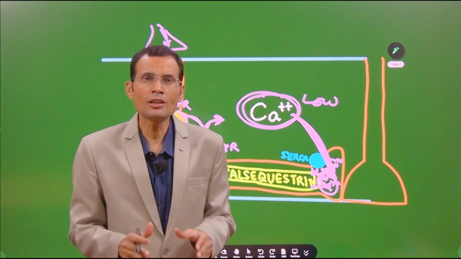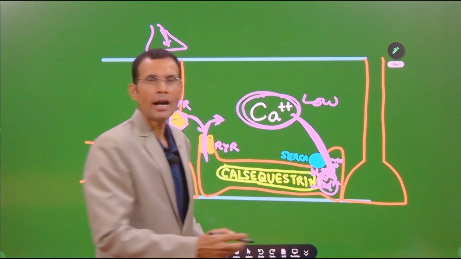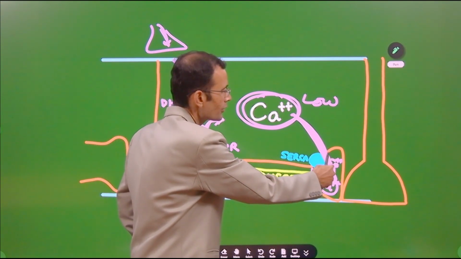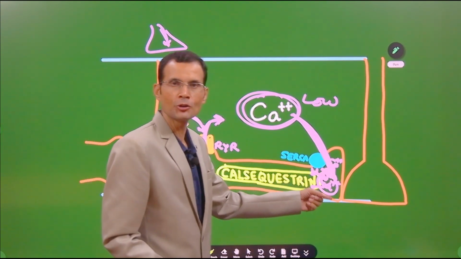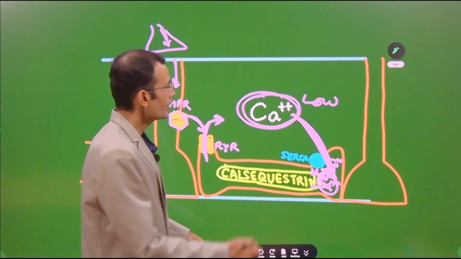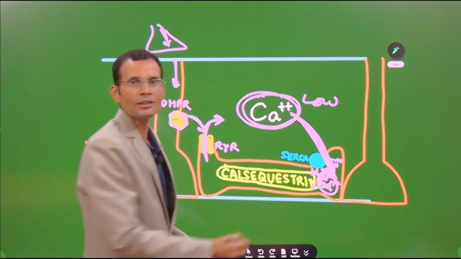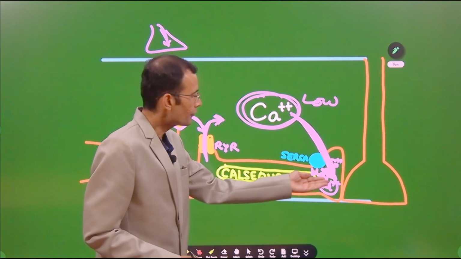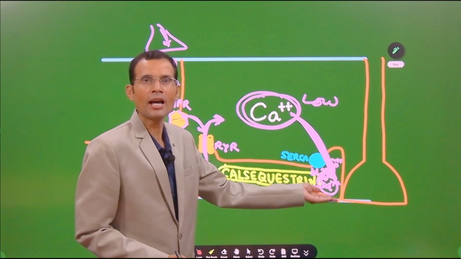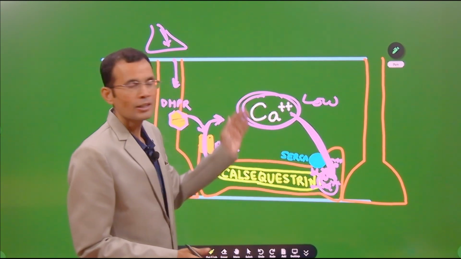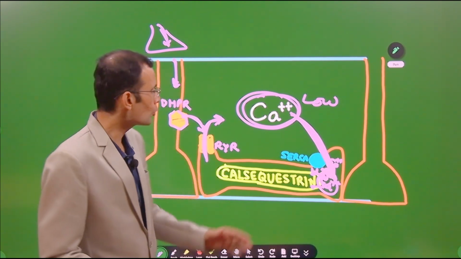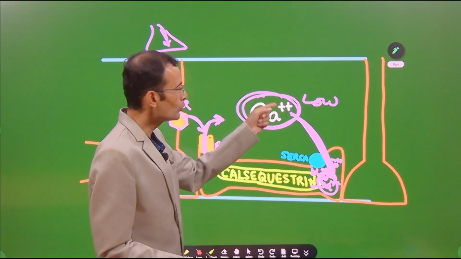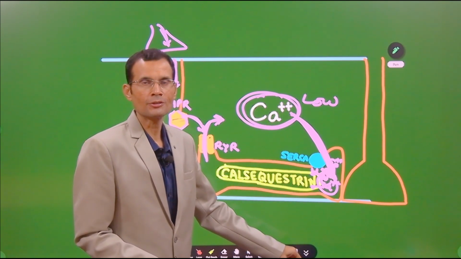Now, consider this. If the ionic calcium concentration increases in the L tubule, then this concentration gradient will further widen, low to high. If this high becomes even higher and higher, that means it will be a workload on SERCA to send the calcium from low to a very high concentration.